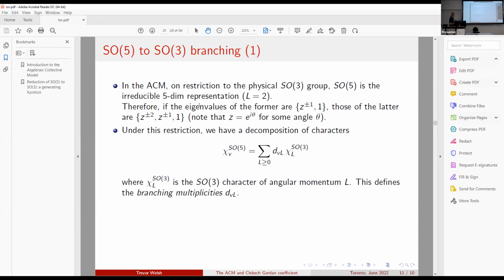So we're interested in seeing what happens on restriction from SO5 down to SO3. There'll be a branching rule for the characters, and these are the multiplicities that arise. If you remember, these are actually the numbers for the range of the missing label on our spherical harmonics. As I said, this defines the branching multiplicities, so we're going to be particularly interested in these values, D, V, L.